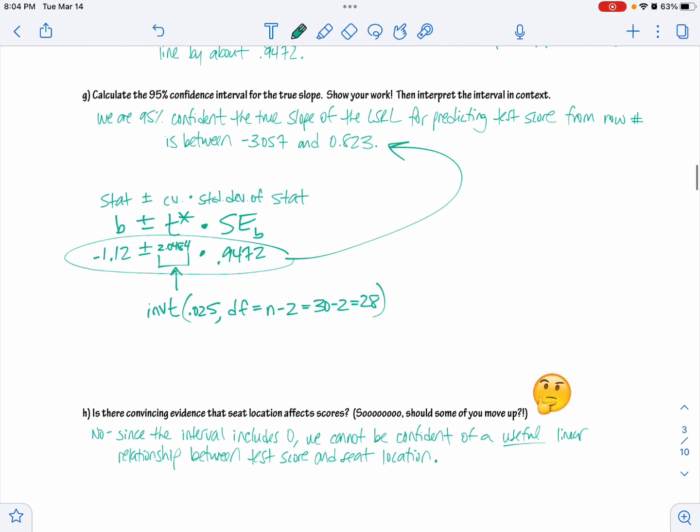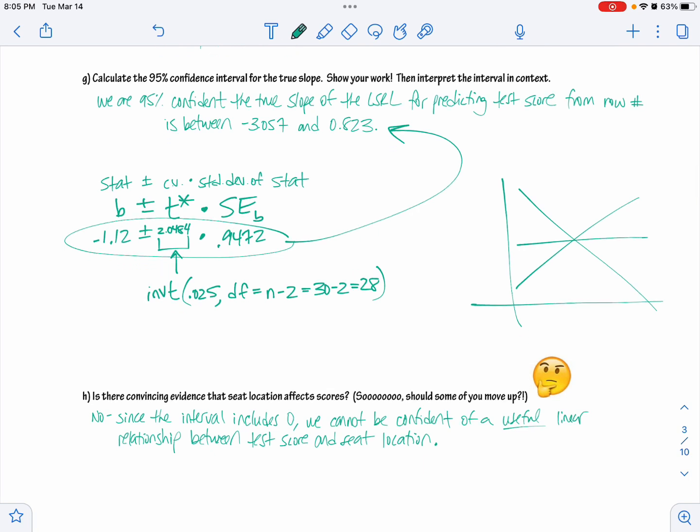So here's the deal. What does that interval tell us? Do you remember when we calculate an interval and we're estimating something, if there are both negative numbers and positive numbers in there, that basically is inconclusive? I am saying that if I do this scatter plot, the slope could be positive, the slope could be negative, and the slope also could be 0. I have no idea. So does that mean some of you should move up? No. We do not have a useful linear relationship between these two variables.